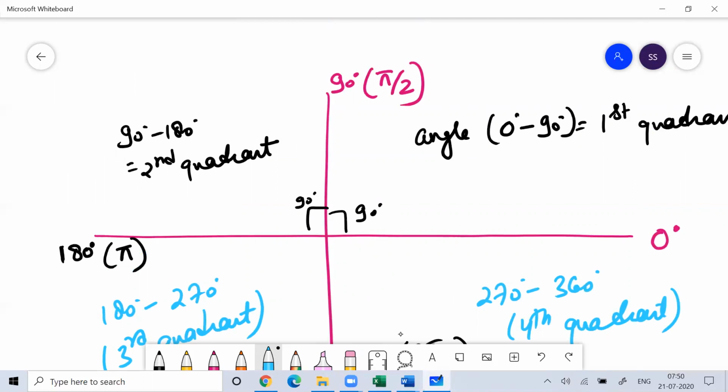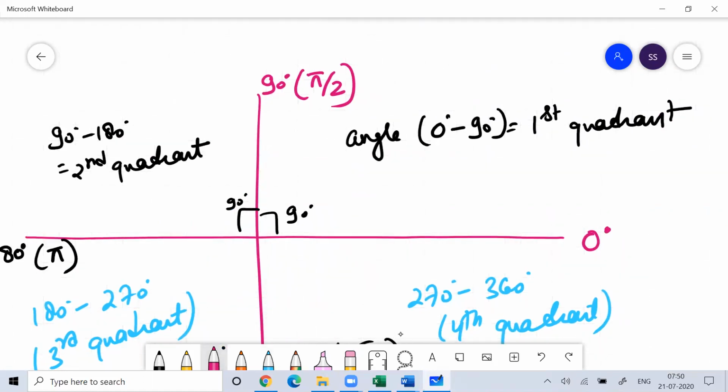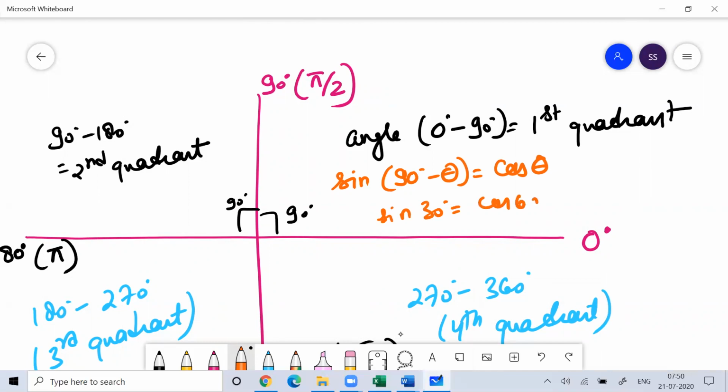Based on this, you can remember that we can convert one angle into another angle. You remember sine 90 minus theta is equal to cos theta. So sine 30 degree is equal to cos 60 degree. You can convert any angle into another angle. So this is a very important representation. Because you are in the first quadrant, 0 to 90 degree, you can convert.